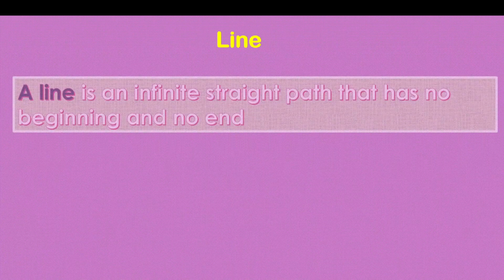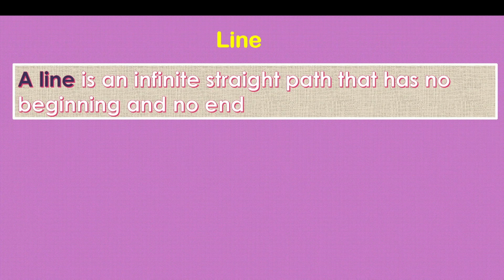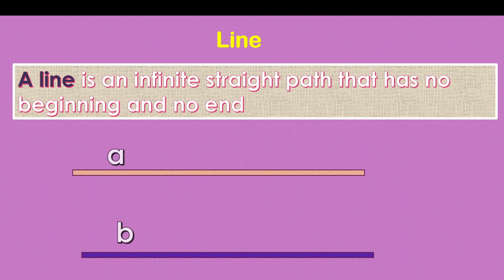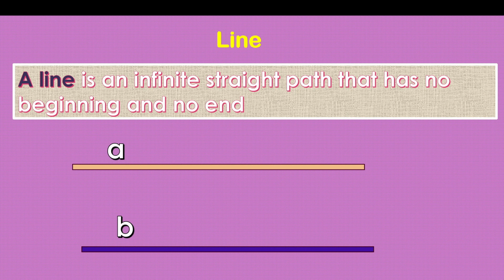So a line is an infinite straight path that has no beginning and no end. Lines are usually denoted by lowercase Latin letters a, b. In this case, only part of the line is depicted in the figure, and the entire line is considered infinite in both directions. Points can lie on a line, or we can also say that a line passes through points.